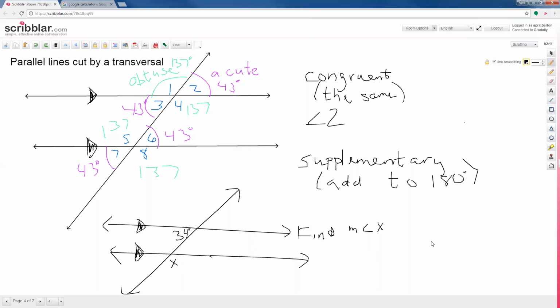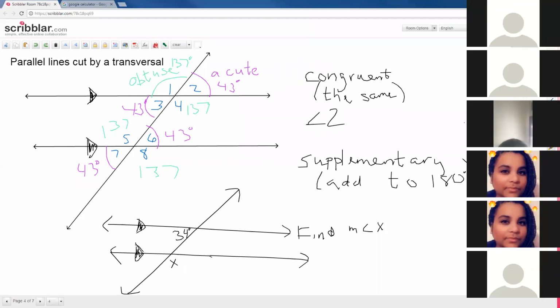So you just have to decide, is X going to also be 34, or is it going to be supplementary? Is it going to add to 180? So what do you guys think? Should X be exactly the same, or should it add to 180? So we have one for the same. Anyone else want to give an opinion over the chat? Do you think it's the same or it should add to 180? Okay, so now we have someone saying, well, I think it's adding to 180. So we've got both opinions.